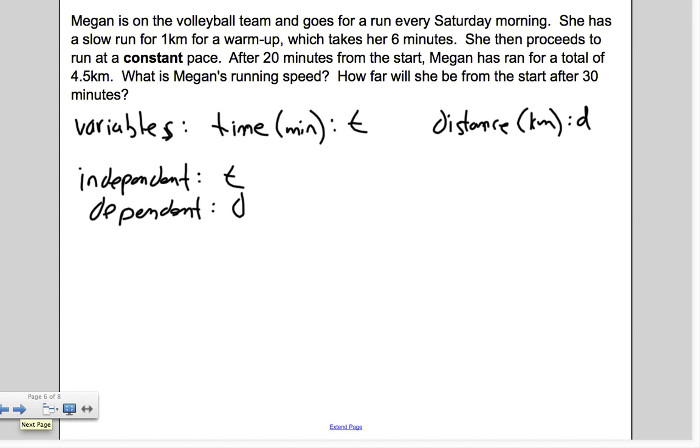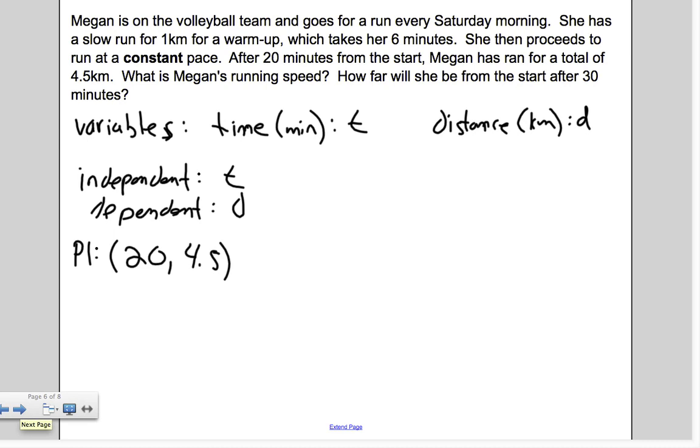So we're gonna have coordinated points based on our independent and dependent variables. We're gonna graph this. So what do we know about Megan's run? It took 20 minutes to go 4.5 kilometers. So how do I write that as a coordinated pair? What comes first? Time. So that's 20, 4.5. After 20 minutes, she was 4.5 kilometers away.